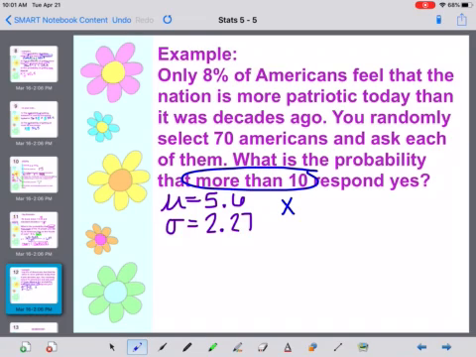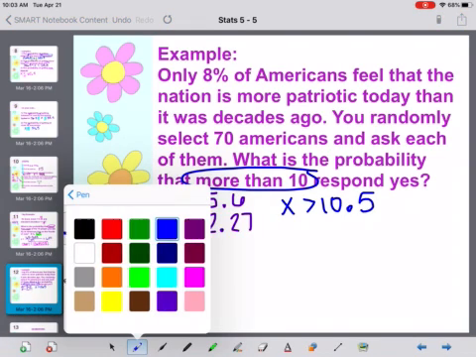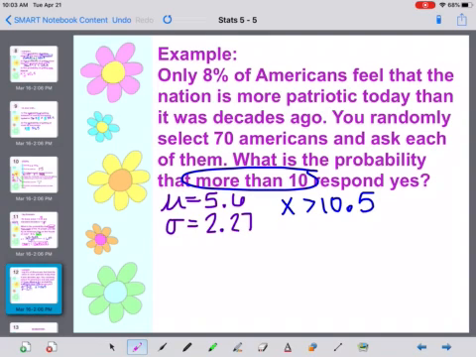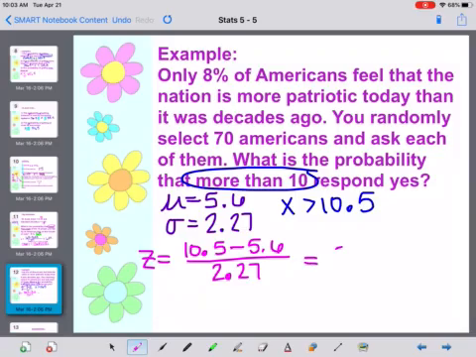So the probability that more than 10, which means 10 is not included, so it has to be greater than 10. So it has to be 10.5. We have to go up to 10.5. Once you know your x, you find your z-score. So z-score is your x, which we decided was 10.5, minus the mean, which is 5.6, divided by the standard deviation of 2.27. So 10.5 minus 5.6 divided by 2.27 is 2.16.